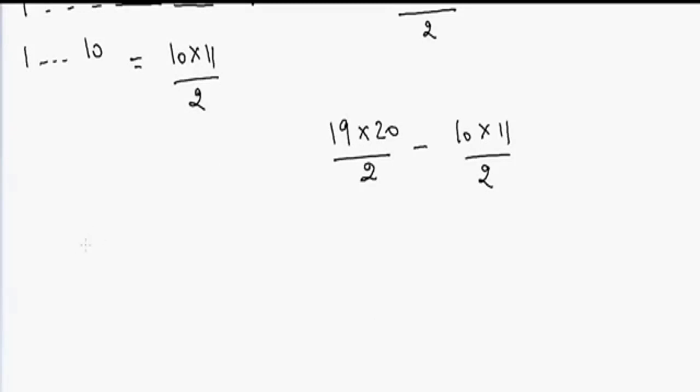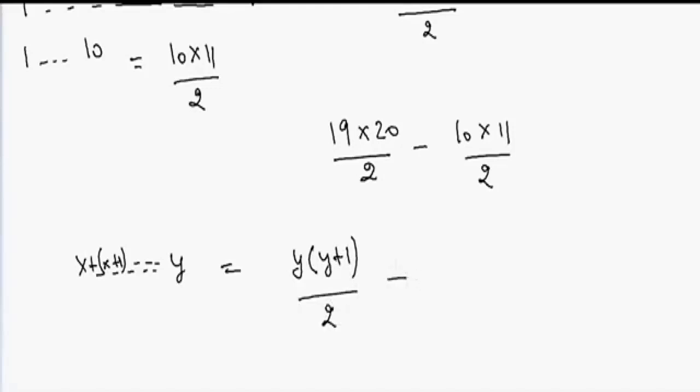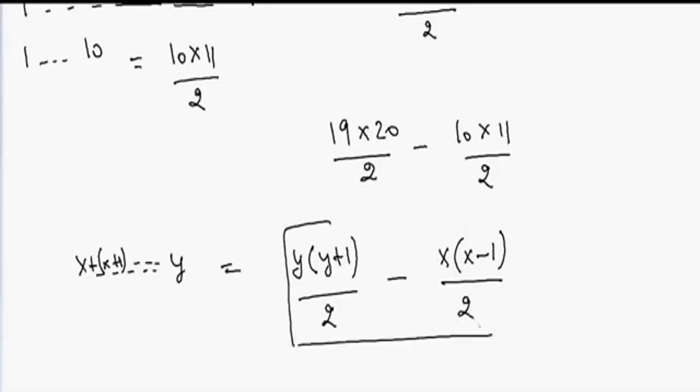So for a general formula, suppose I have x and it goes until y, and I'm adding, so it goes like this. In that case, I can write this as y into y plus 1 divided by 2 minus. Here we have to be careful, because this is x. So this will be equal to x into x minus 1, because we are adding until x minus 1, divided by 2. So that will be our answer if we have to add numbers in series.